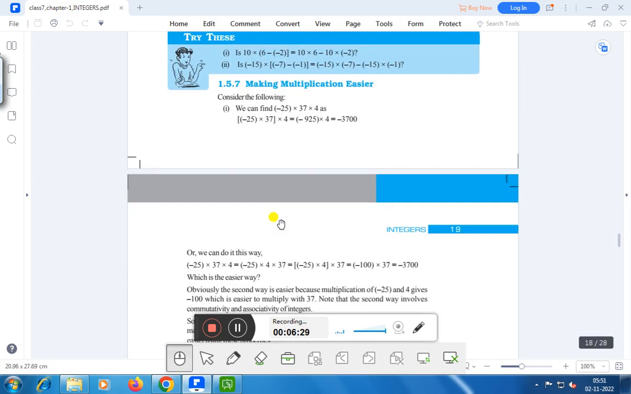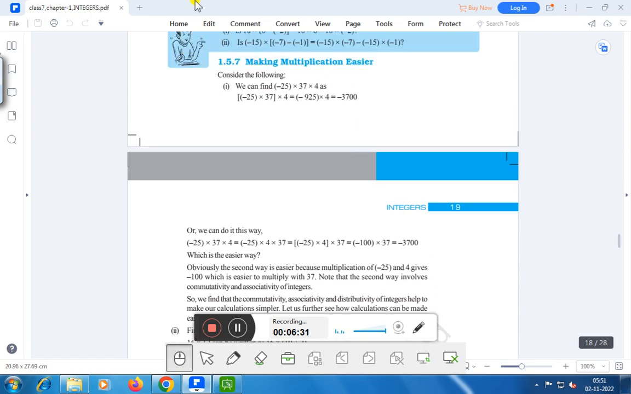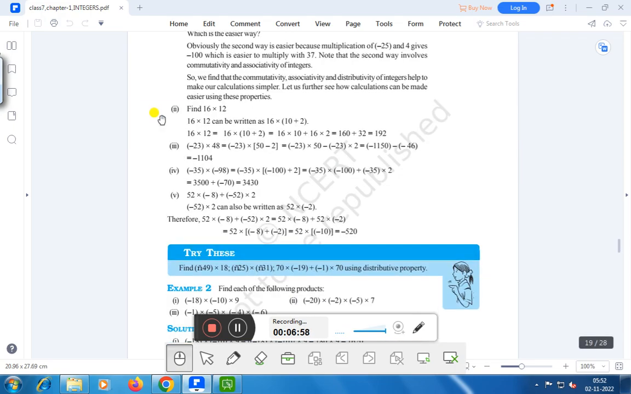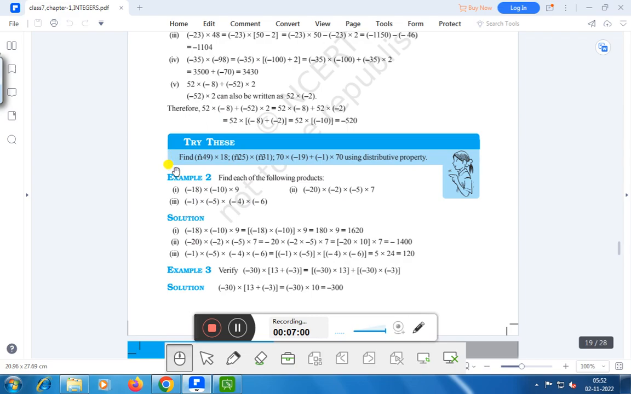Making multiplication easier. We can make the multiplication easier by grouping the integers. Here you will find that minus 25 into 37 into 4. We can group it as minus 25 into 37, which is minus 925, into 4, this is minus 3700. We can do this in this way also, that is minus 25 into 4, that is minus 100, into 37, minus 3700. This one is easier than that. By grouping them we can find the easiest method, right?